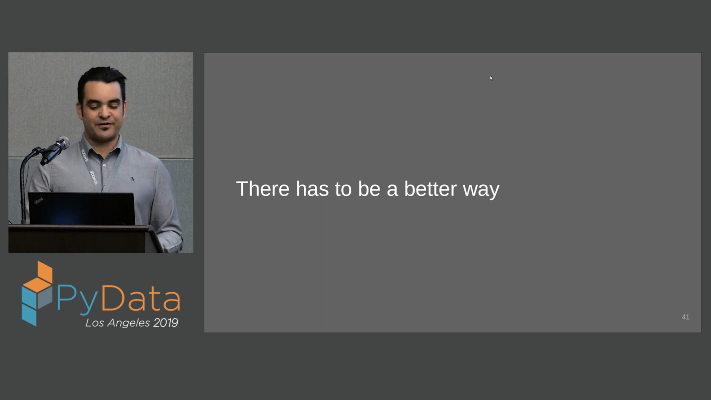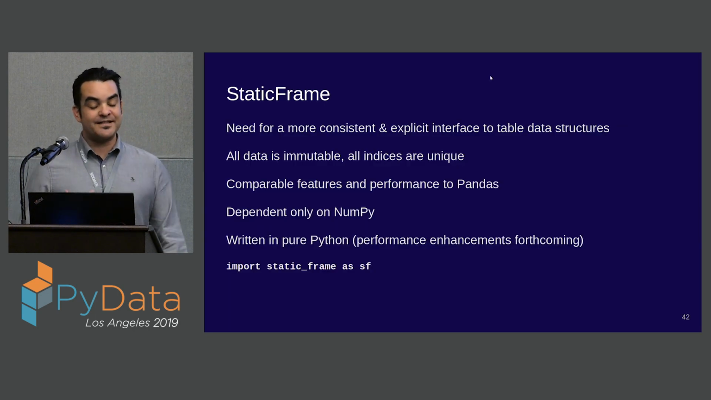So, as Raymond Hettinger often says, there has to be a better way. Part of these inconsistencies led me to build StaticFrame, from a desire for a more consistent and explicit interface to these types of tabular structures. In StaticFrame, all data is immutable, all indices are unique, and we have comparable features and performance to pandas. It is dependent exclusively on NumPy, and it's written presently in pure Python.